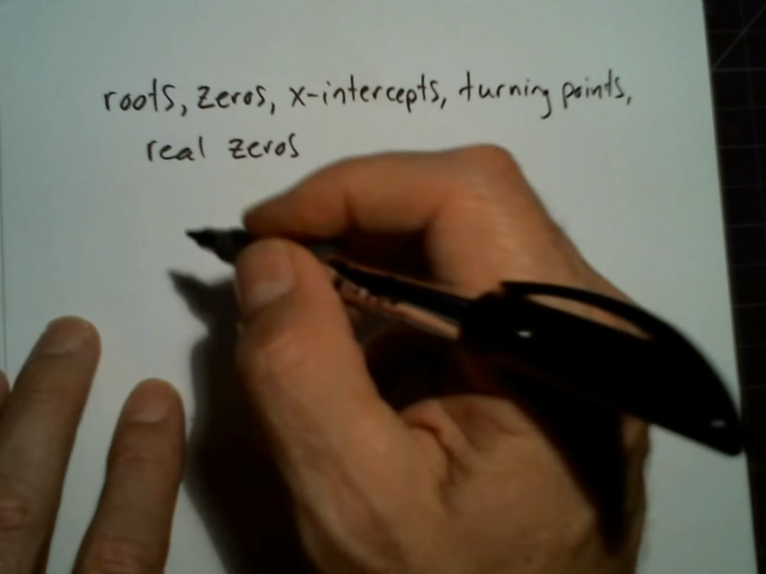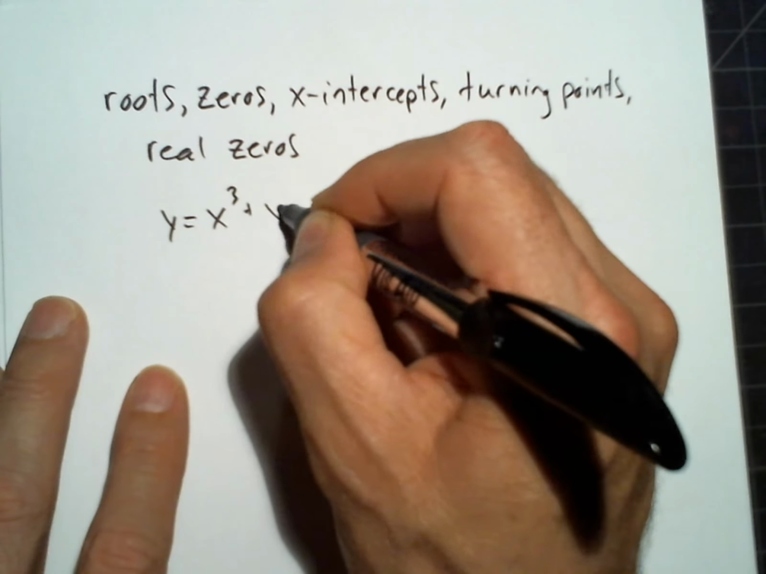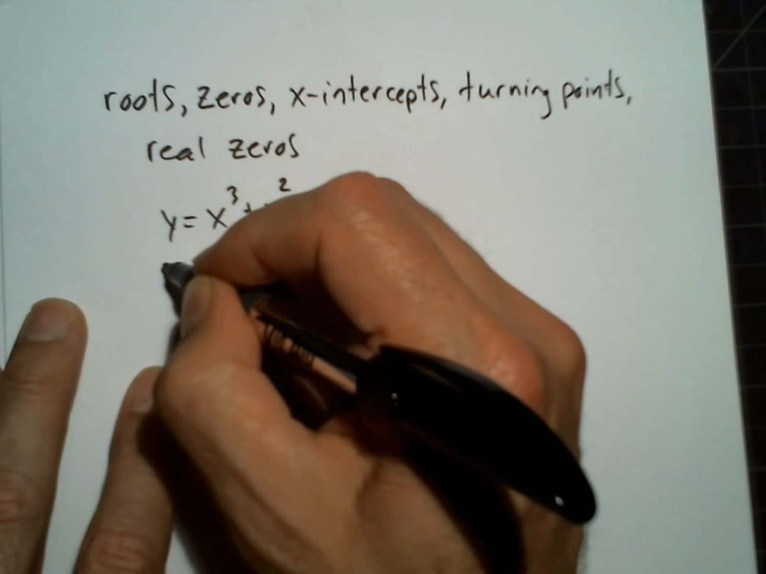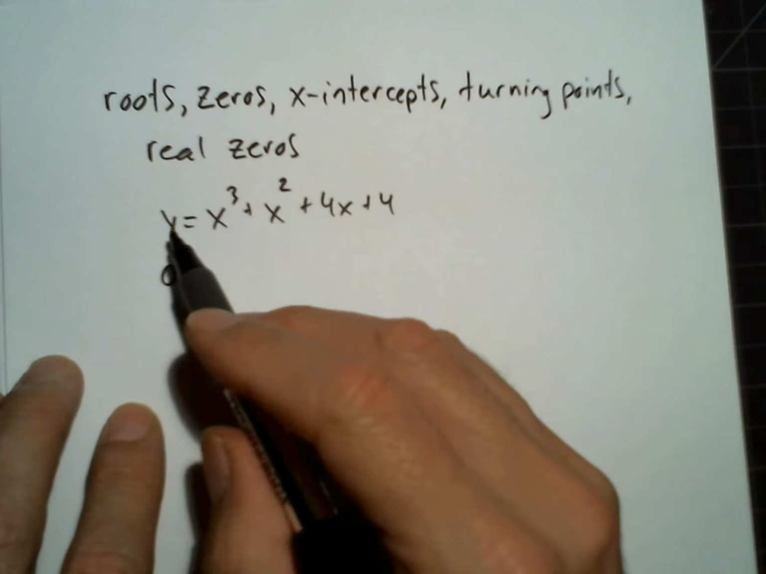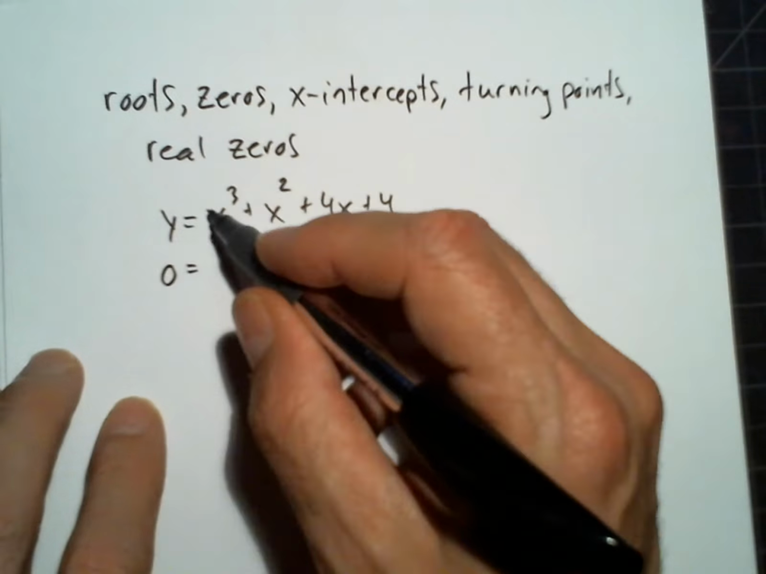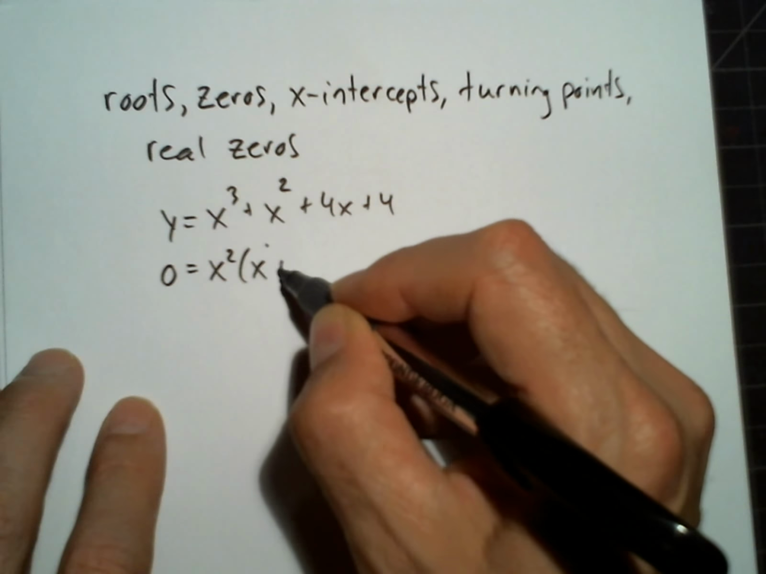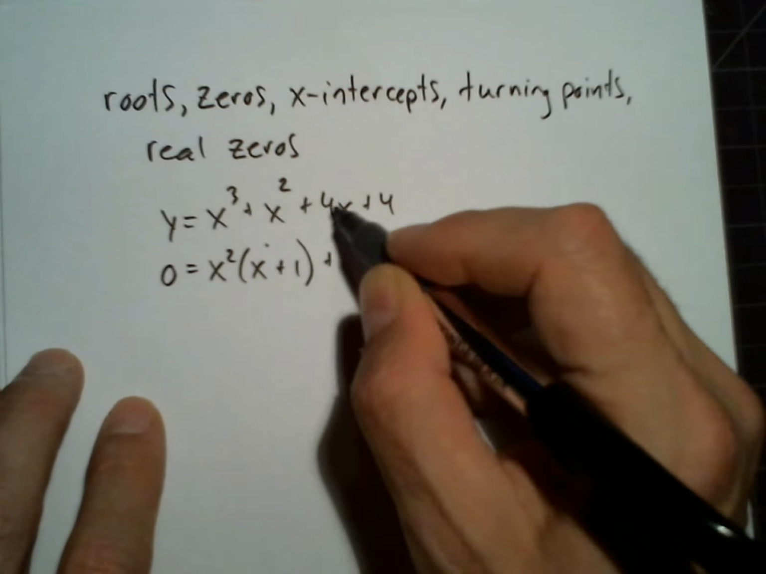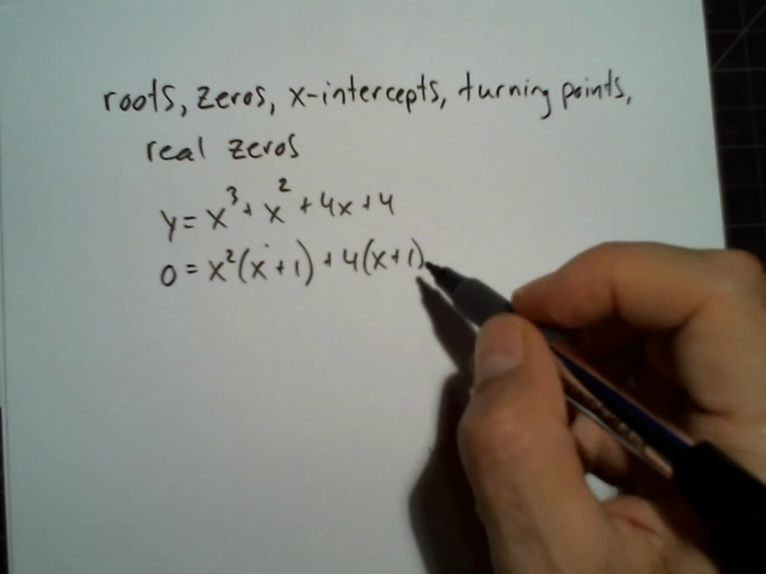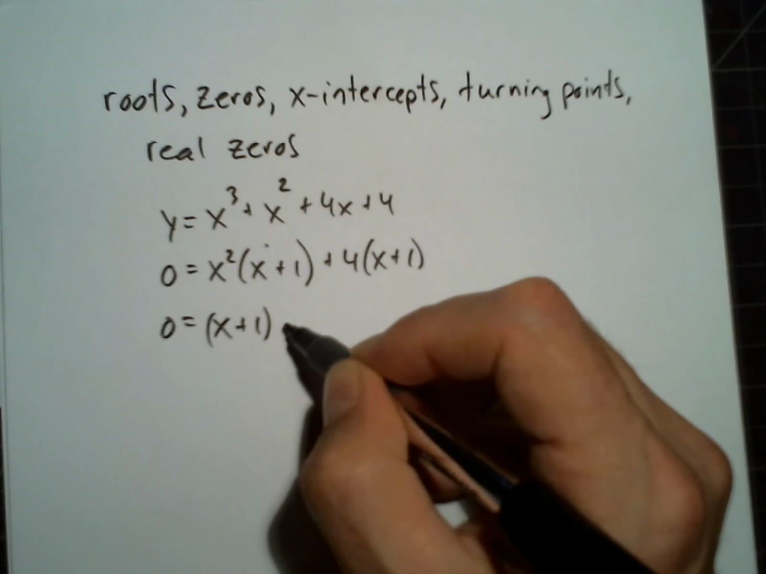So let's look at an example. If we had this polynomial, we want to know the zeros, so we make y 0, and now we have to factor this. We can take x squared out of this, and we can take 4 out of that, and then both of these have x plus 1, and we can take an x plus 1 out.